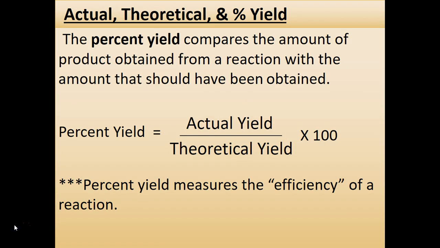Now, if you measure your actual yield and then you calculate your theoretical yield from a stoichiometry problem, then we can calculate percent yield. And so what percent yield does is it compares the amount of product obtained from a reaction with the amount that should have been obtained. So it's trying to see how efficient your reaction was. And it's a really simple formula. It's actual yield divided by theoretical yield times 100.